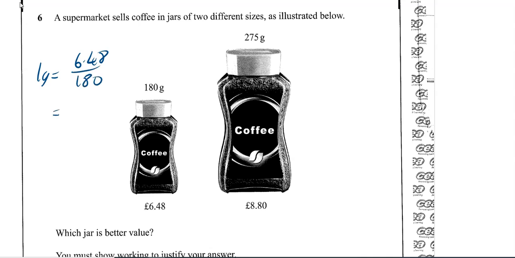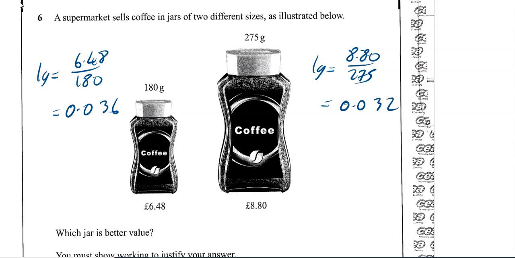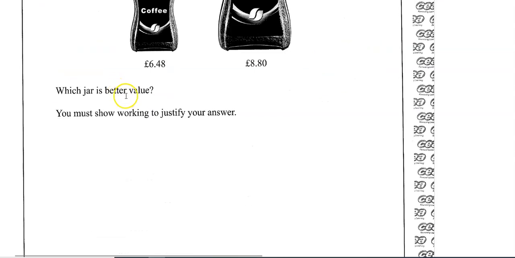So to work out the cost per gram, £6.48 divided by 180 works out to be 0.036. Same idea over here. 1 gram is going to be £8.80 divided by 275, which works out, not much in it, as 0.032. So as you would have expected, the bigger jar is slightly cheaper, not very much cheaper, but that's it.